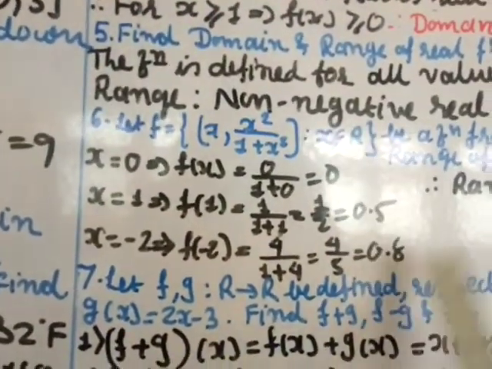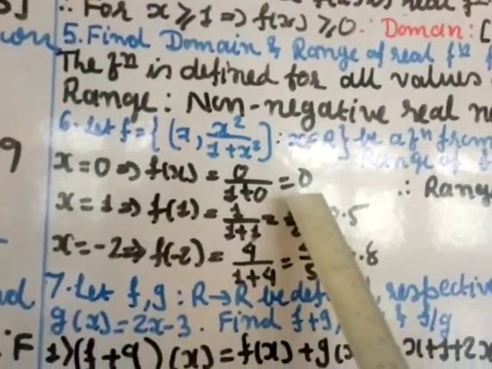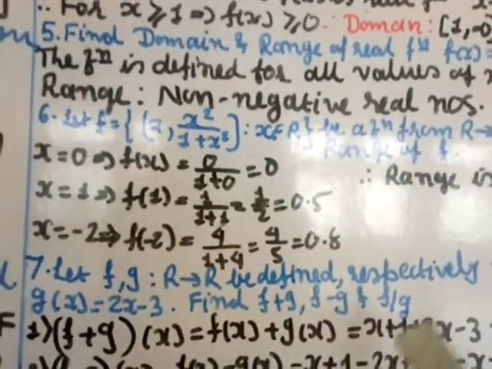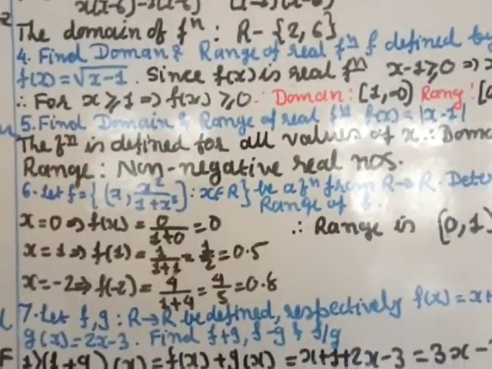Now you can see if you take any other values, the answer will be less than 1. It will not exceed 1. And it will be between 0 and 1, because it starts at 0 and goes up toward 1. It will not reach 1 but stays less than 1. So what we can say is the range is the closed interval 0 to 1.